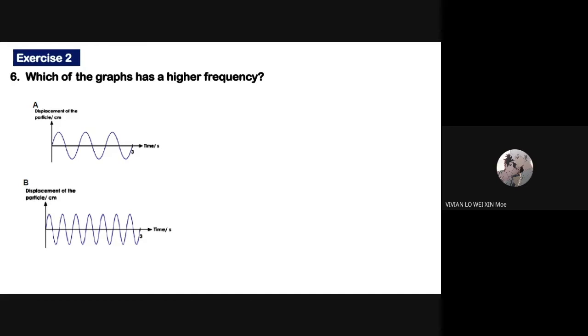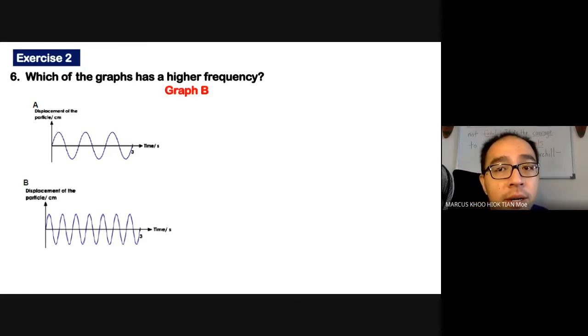Is it B? All right, graph B. Graph B will have a higher frequency.